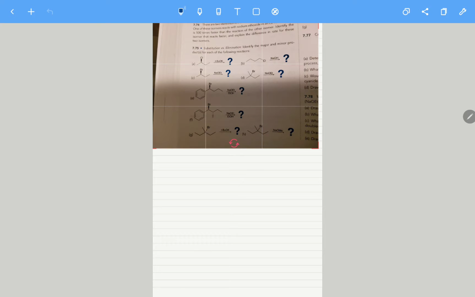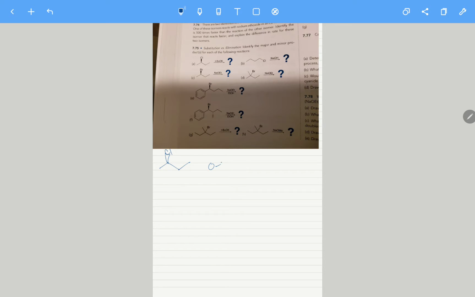For E1, you're going to favor the Zaitsev all the time, as long as there is a Zaitsev. And for E2, it depends on the size of the base. So the bulkier the base, the less likely we are to get the Zaitsev product. So recall one of the problems that we did in class, that when our base/nucleophile starts becoming really bulky, it's not likely.